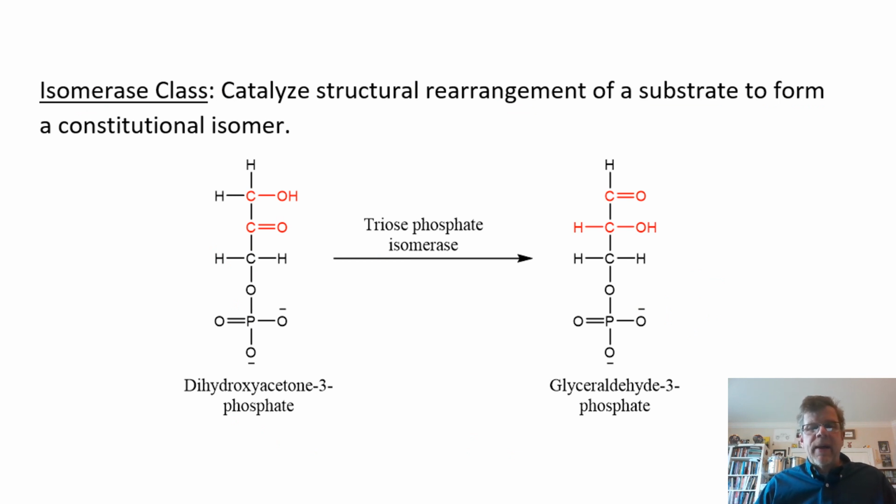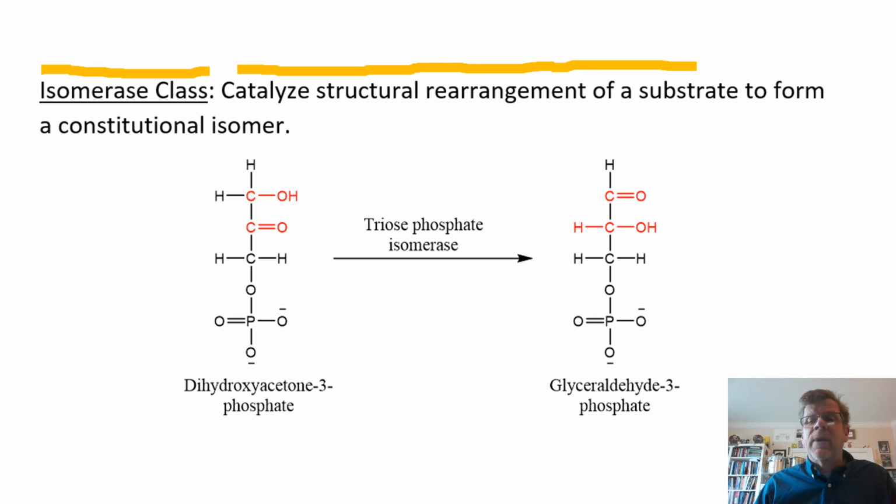The fifth enzyme class is known as the isomerase class of enzymes. Now we're back on the wagon of having the name of the class of enzyme predict what kind of reaction this enzyme class will catalyze. An isomerase class of enzymes catalyzes the structural rearrangement of a substrate to form a constitutional isomer. Constitutional isomers have the same molecular formula, but different atom connectivity.